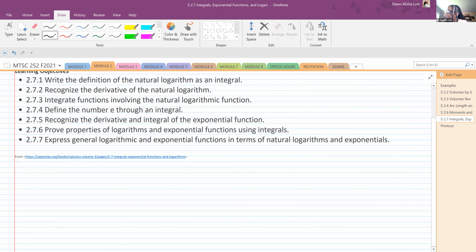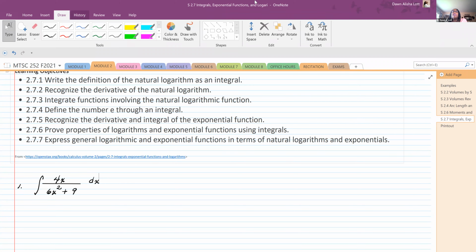Okay, so the first problem I want to look at is, let's say we are integrating 4x over 6x squared plus 9 dx. Now, one of the things that I recognize as I go to do this problem is I think I need to do this by u substitution.